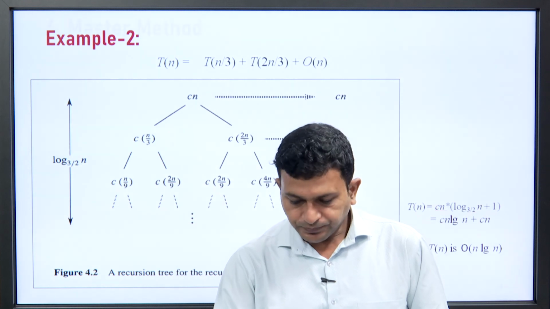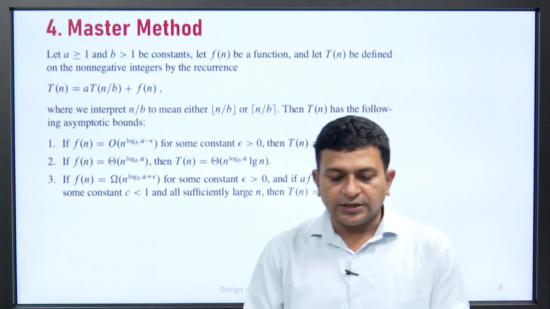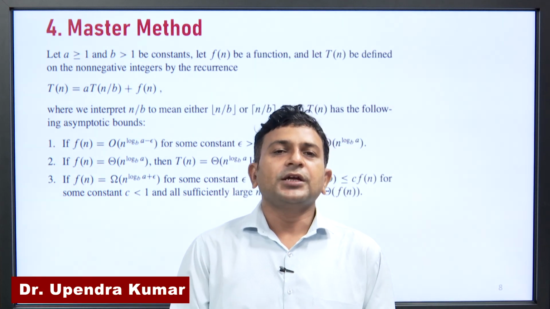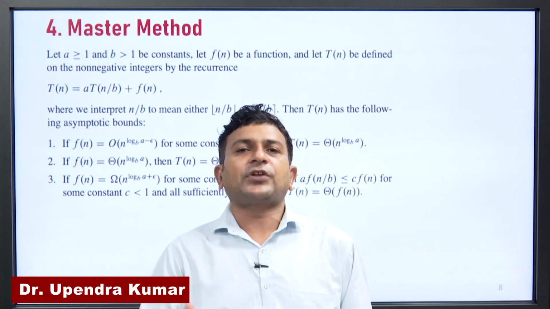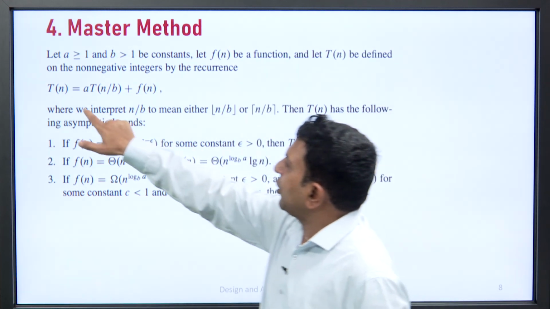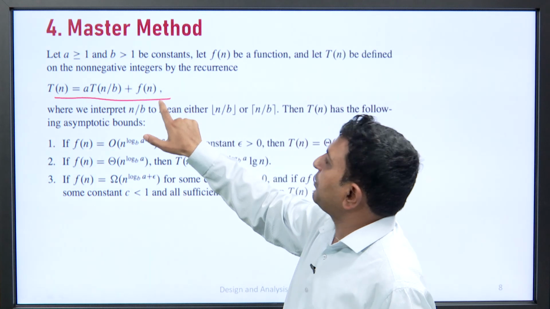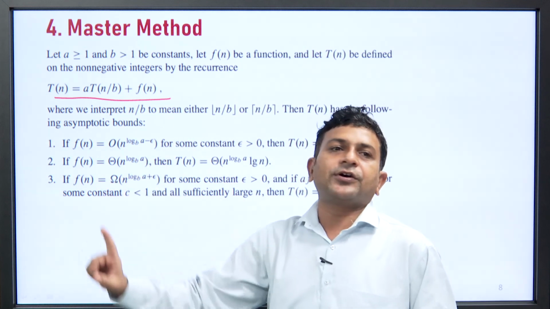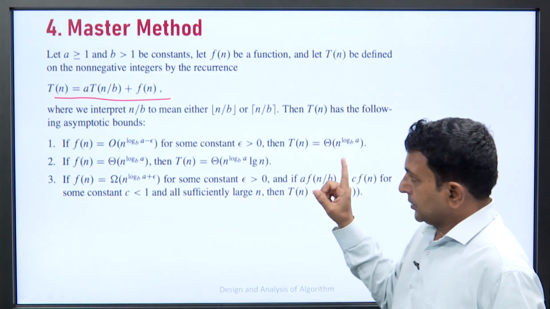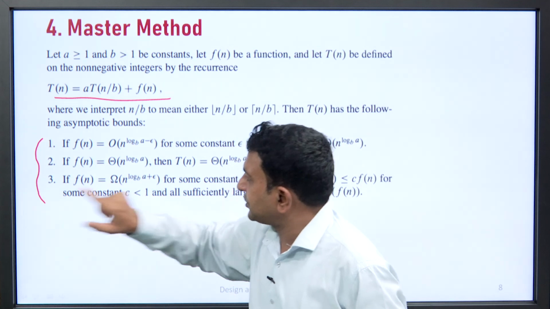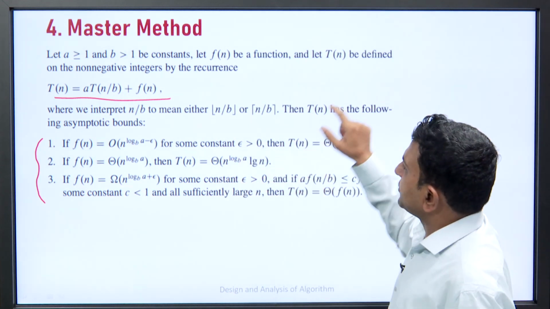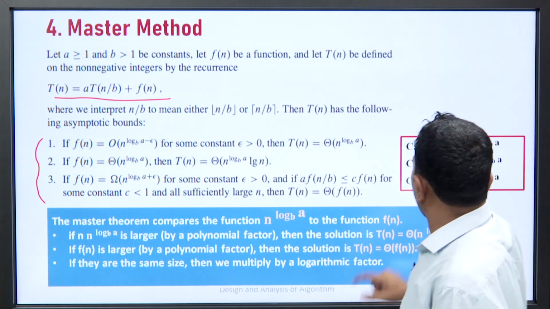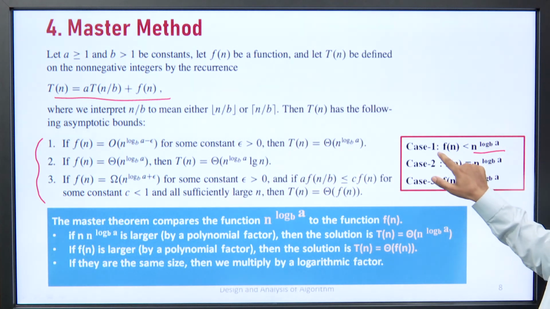Now, the last method is the master method, which is basically a shortcut method. It is applicable to specific kinds of recurrences, of the form T of n is equal to a T of n by b plus f of n. This method is applicable for this special kind of recurrence. There are three cases. We take two terms: n to the power log a base b, and the other term is f of n.